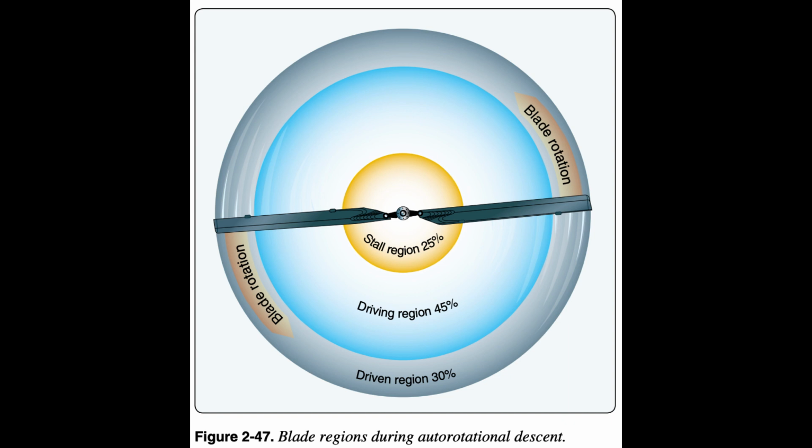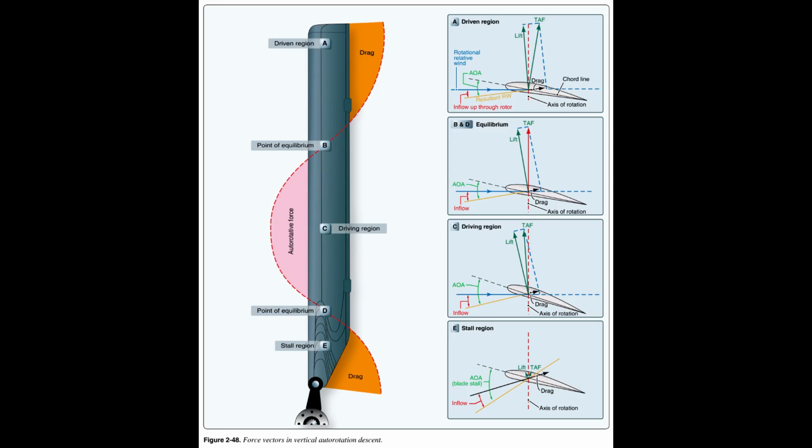End of page 2-25. Figure 2.48 shows three blade sections that illustrate force vectors. Part A is the driven region, B and D are points of equilibrium, Part C is the driving region, and Part E is the stall region.